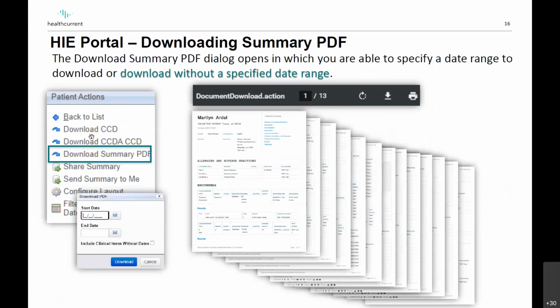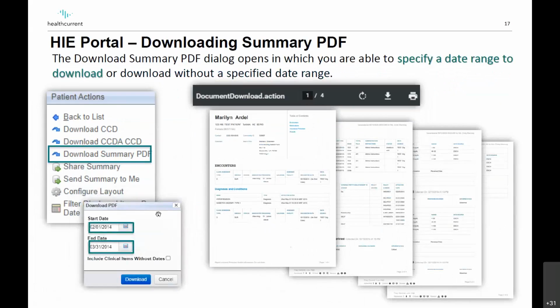We're going to start by downloading a summary PDF. You click on download summary PDF, and I've done this for our first example without a date range. So there were 13 documents. You can download it or you can print it out.